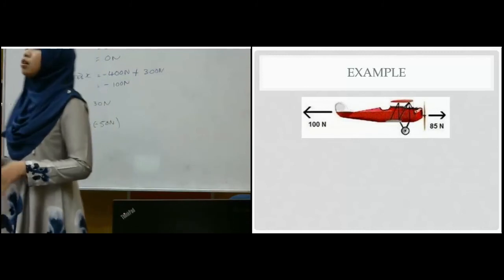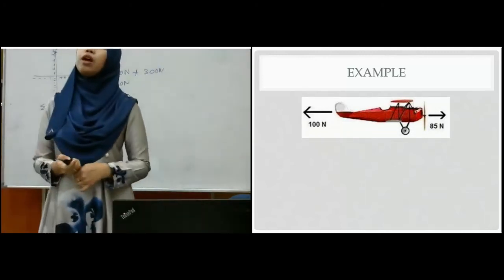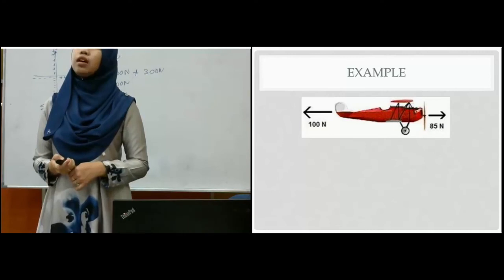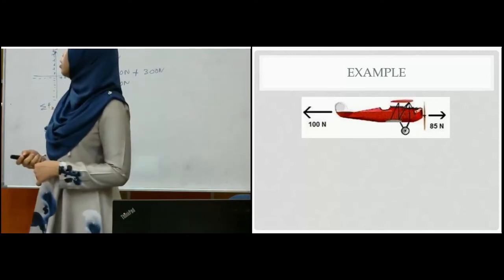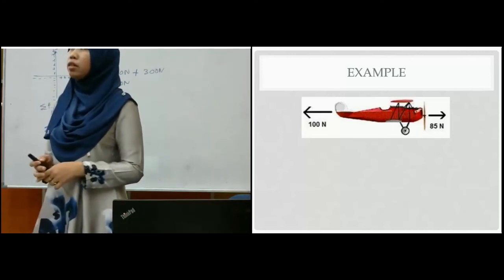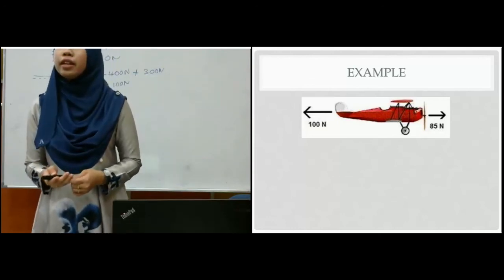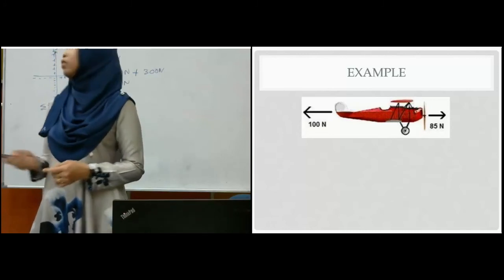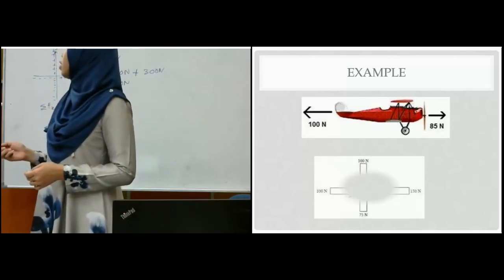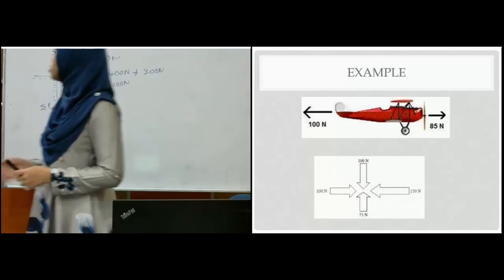How about this diagram? Is it balanced or unbalanced? Unbalanced. Because negative 100 plus positive 85, so you should get negative 15.